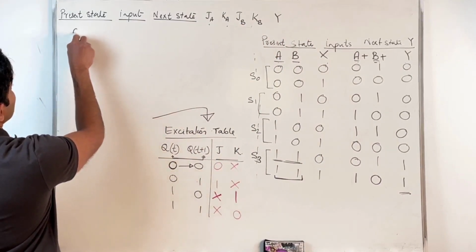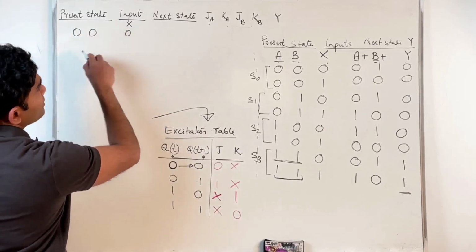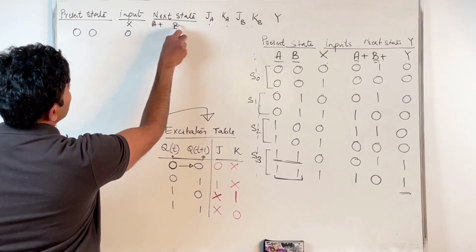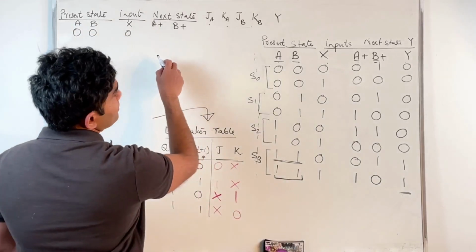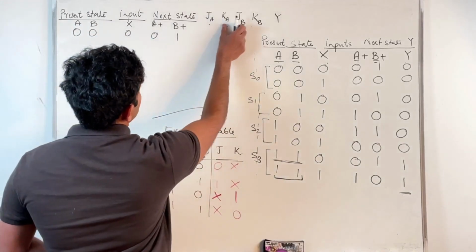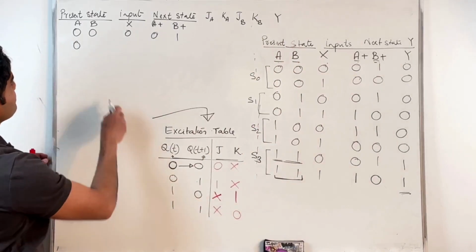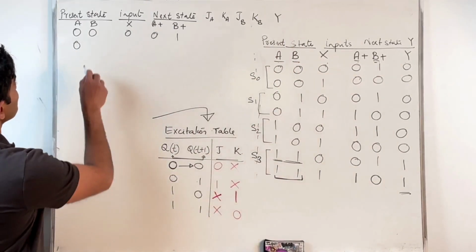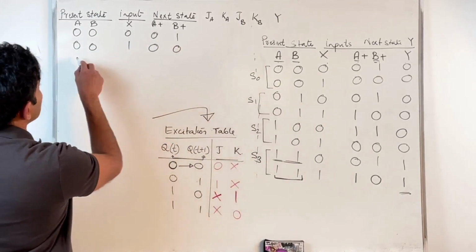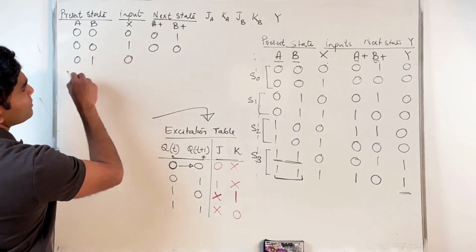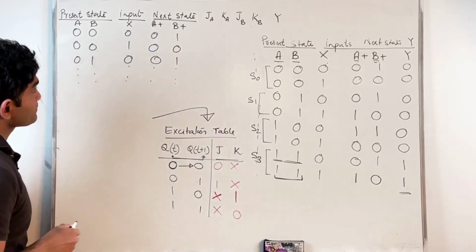All right. So present state 0, 0. Input is X here, 0. The next state, A plus B plus. Let me actually write it down. AB, X, A plus B plus was 0, 1. And the output, let's not worry about the output because the implementation of the output does not change. 0, 0, 1 was 0, 0. 0, 1, 0 was 0, 1, and so on. Let me actually do it for these instances.